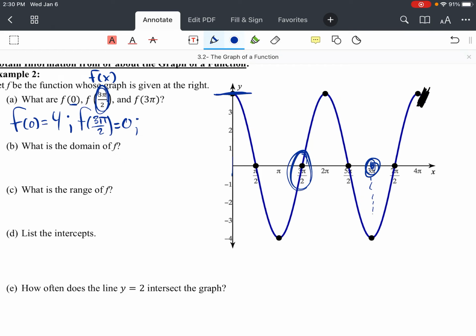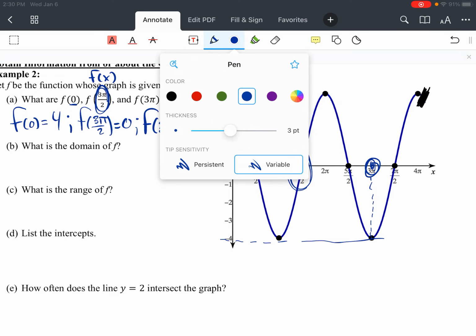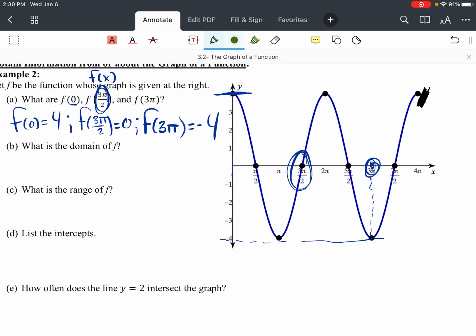Okay, so this is 3 pi, and I'm going to look at where the line is, which is right here, and it is at -4. So f of 3 pi is actually equal to -4. Okay, and that's all we're looking for here. All right, what about the domain?